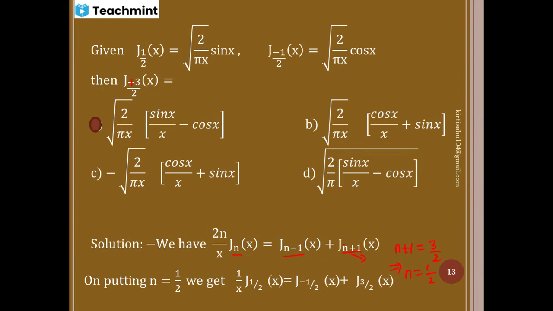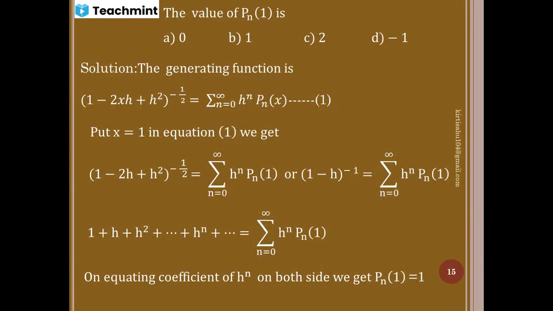Okay, now let's have the next one. The value of Pn of 1 is required, right? So again, this is one of the formulas that Pn of 1 is 1, right? Here I have mentioned that Pn of 1 is 1, but I would like to derive this. I would like to show you how we get Pn of 1 as 1.